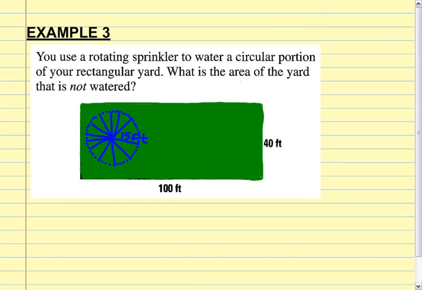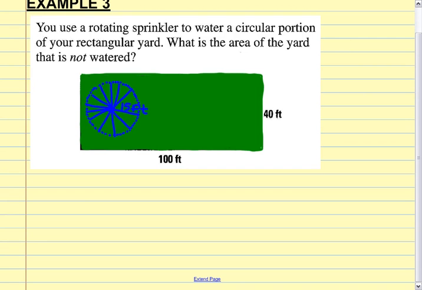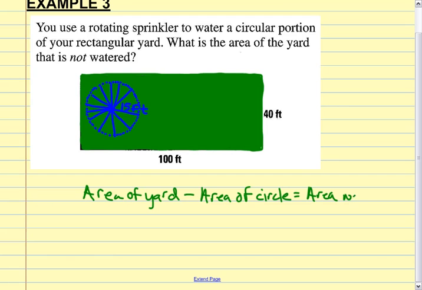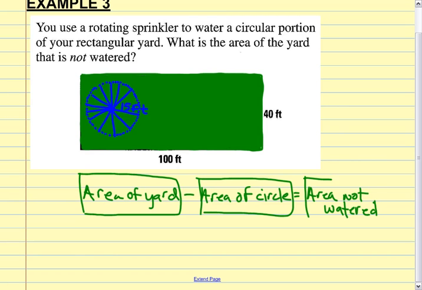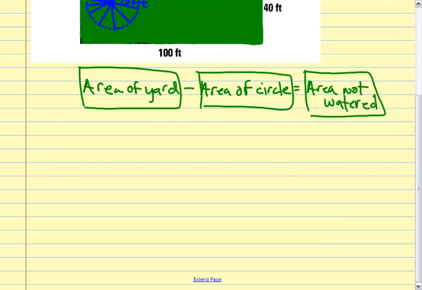So here's what Barrett said. Barrett said, let's find the area of the yard. Let's subtract the area of the circle. And that equals the area not watered. You know what this is called? It's called a verbal model. It's saying take this number and subtract this number from it, and we're left with that number. Okay? Now let me scoot up a bit here. I'll go back down so we can see it.